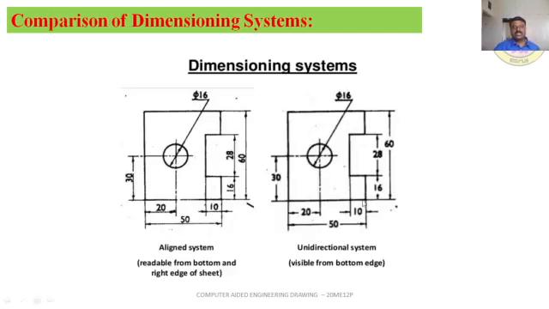You go through another sketch. So the aligned system is readable from the bottom as well as from the right edge of the sheet. So from the bottom side you can read these dimensions. From the right hand side of the drawing sheet or edge you can read these vertical dimensions. But in the unidirectional system, all dimensions are visible from the bottom edge only, horizontal as well as vertical.